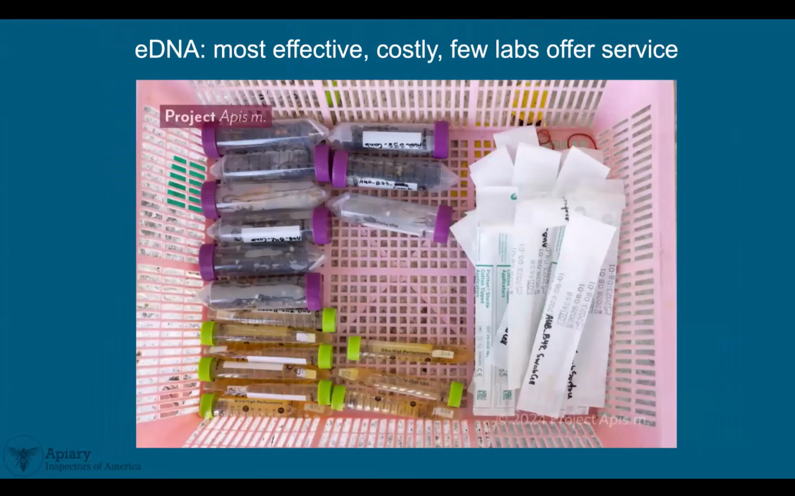So eDNA can be the most effective, but it's costly, and few labs offer the service. Hopefully we can figure out a way to make this more cost effective, but for now it's not something that's really practical. Hopefully we can figure out a way to do this more cost effectively and have more labs do it. But we found this to be the most effective way. So you're probably like, oh, this sounds great, none of this really works. But just getting used to looking for things is really important for beekeepers.